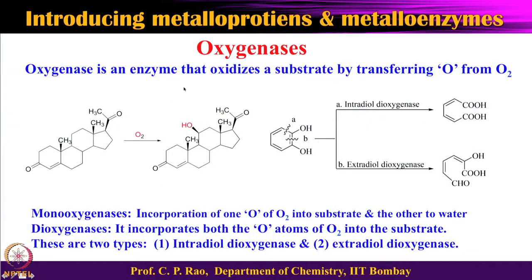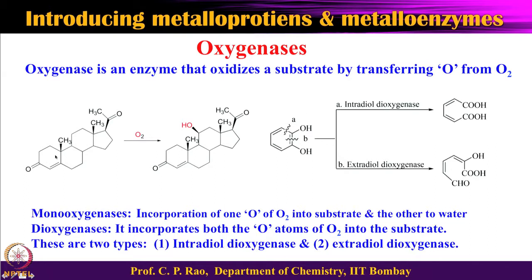So, oxygenases are the enzymes which oxidize a substrate by using one or both of the oxygens of the O2. It will use either one O of the O2 or both the O's of the O2. If it uses one O, it is called monooxygenase. If it uses both the O's, it is called dioxygenase. That means monooxidation and dioxidation, and that is what it basically means.